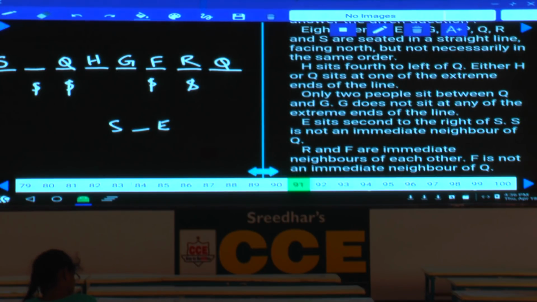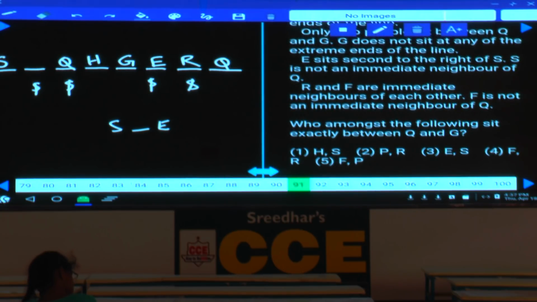And the person who is left over is S. F is not an immediate neighbor of Q. Now this is E. And next one, F is not an immediate neighbor of Q. Then who is the person left over here? And E sits second to the right of S, and this person must be E. As E sits second to the right of S, then who is the person left over here? P is the person left over. P must be here.